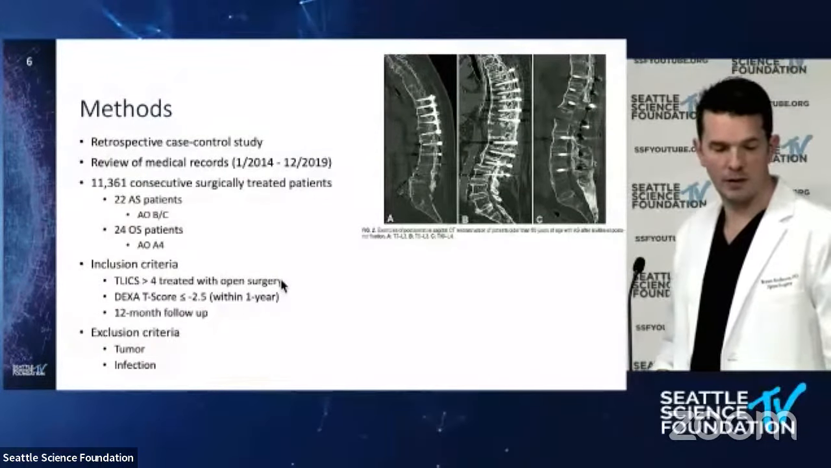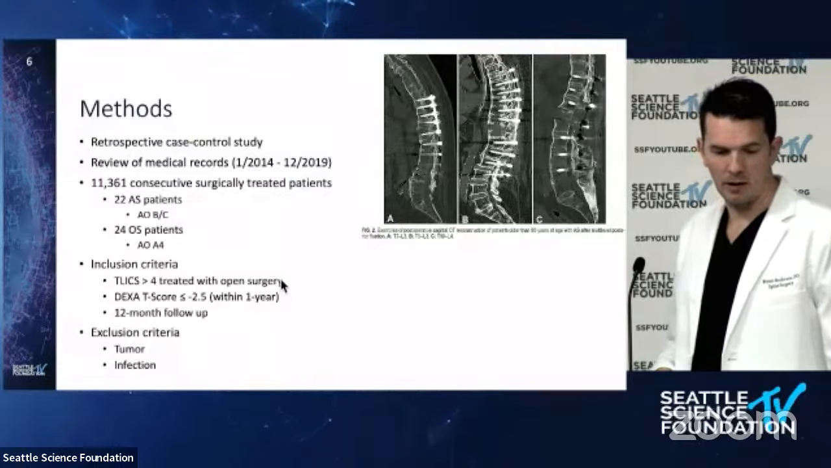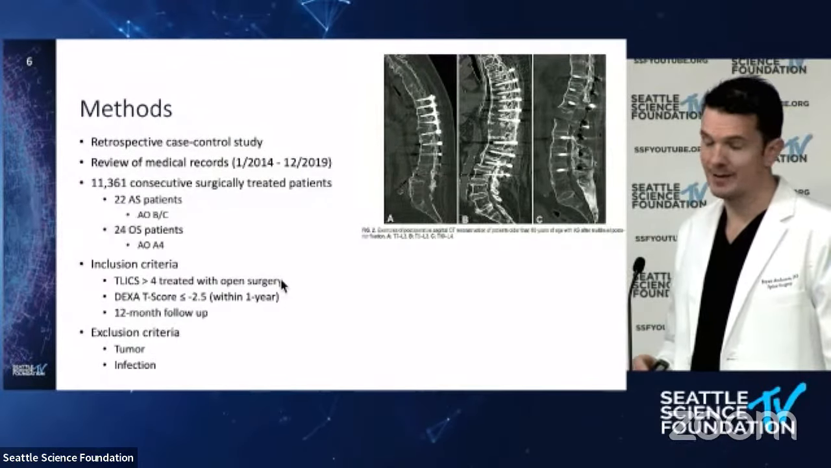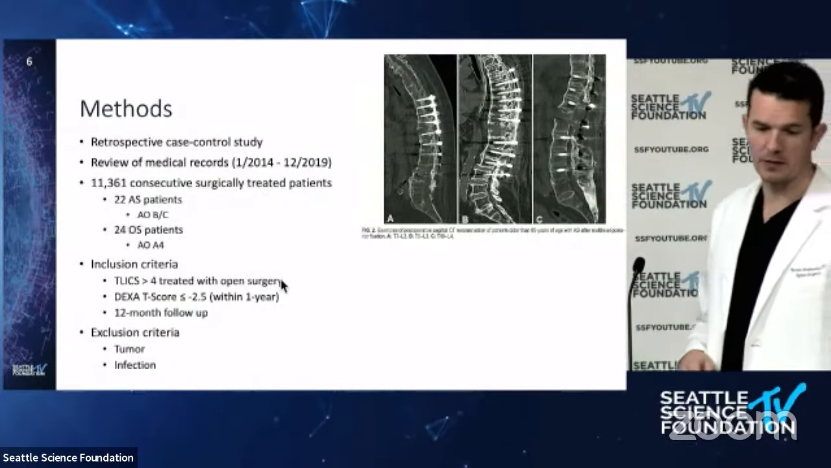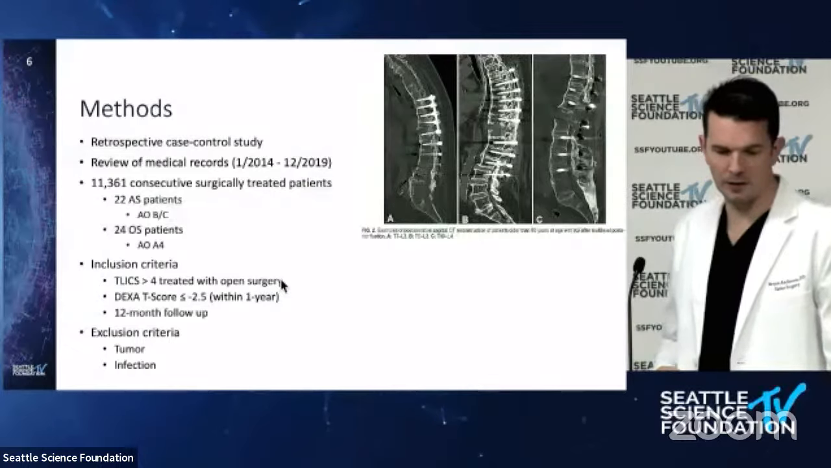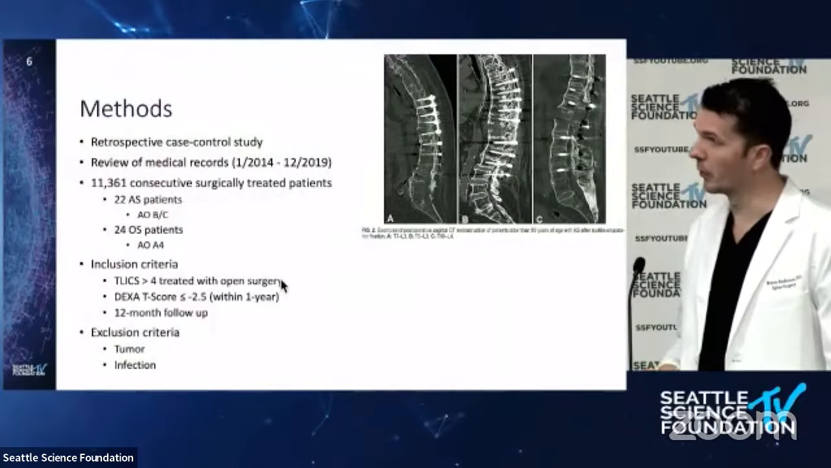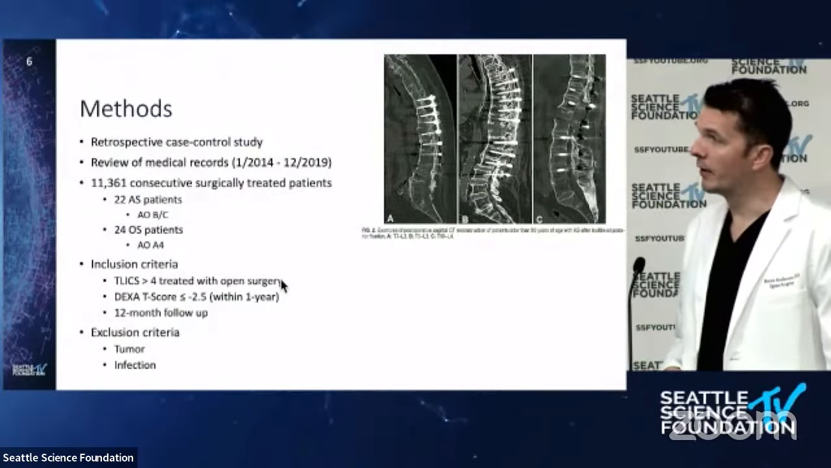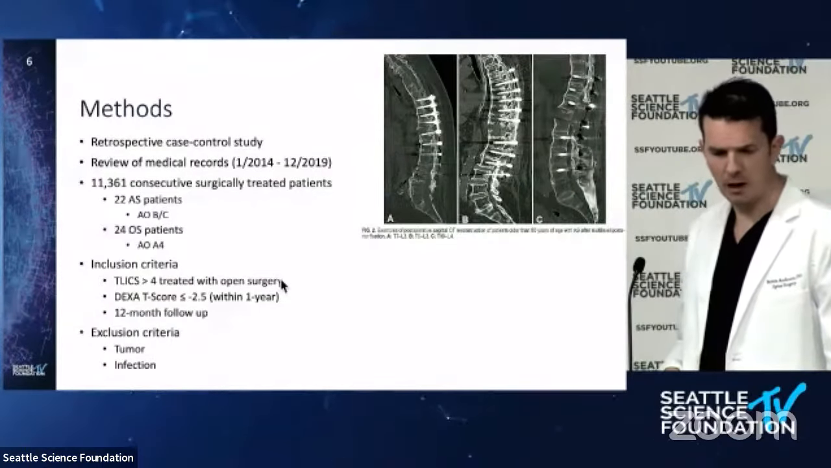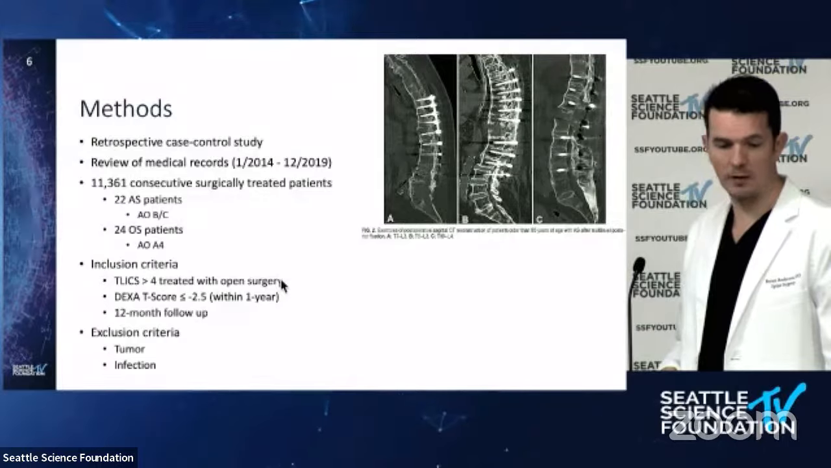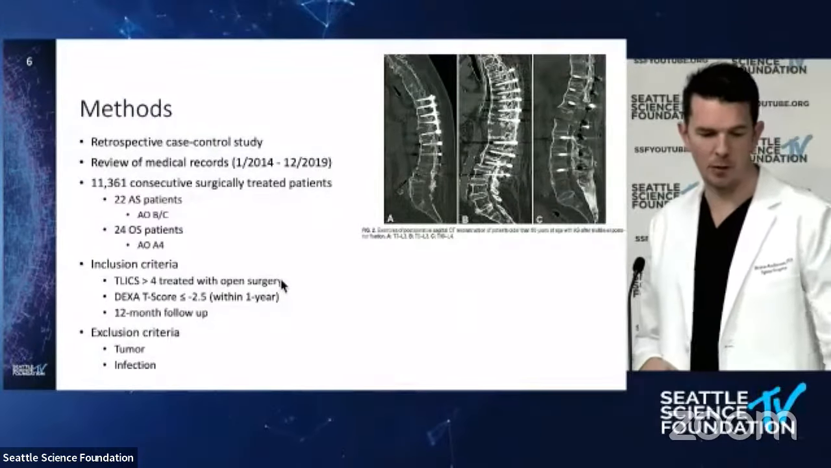24 patients met the osteoporotic fracture category, and that's an AO A4, unstable burst fracture involving both end plates with discontinuity or retropulsion of the posterior wall. So the inclusion criteria also included a TLICS score of minimum 4 in a patient that underwent open surgery, not minimally invasive, but open surgery.